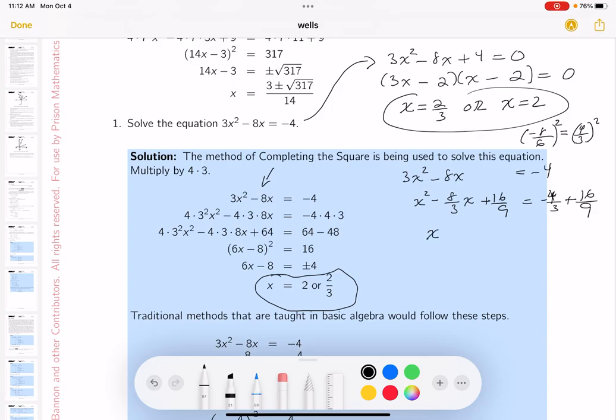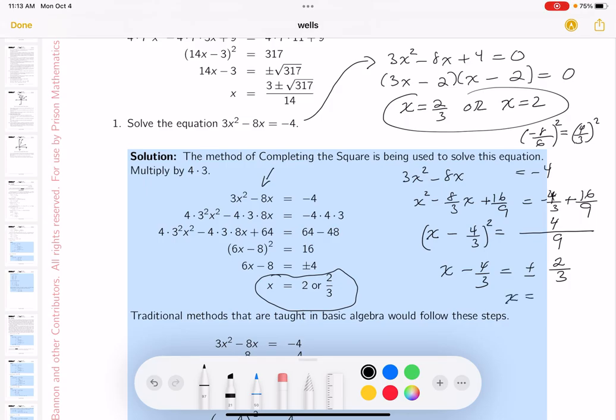x minus 4 thirds, squared. Let's look at this over here. The common denominator would be 9. You would get 4 ninths. x minus 4 thirds would equal plus or minus the square root of 4, which is 2. The square root of 9 is 3. Well, it looks like it's working out pretty nicely.